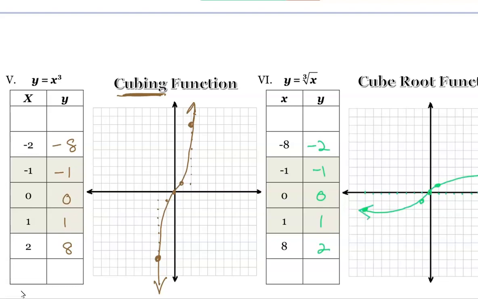So compare that to the cubing function. Cube root, you make the numbers smaller. Cubing, you make them bigger. The numbers that you're making bigger and smaller are on the y-axis. So therefore, cubing is going to pull it up. Cube rooting is going to pull it down. Okay, you're stretching it east and west. All right, that's the end.